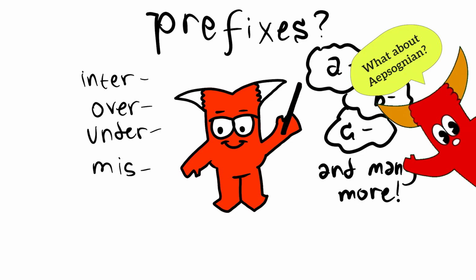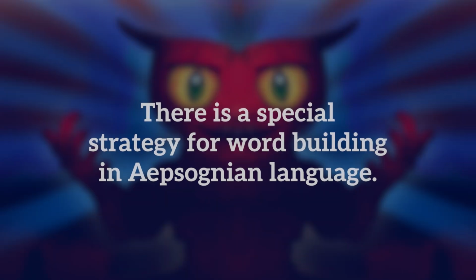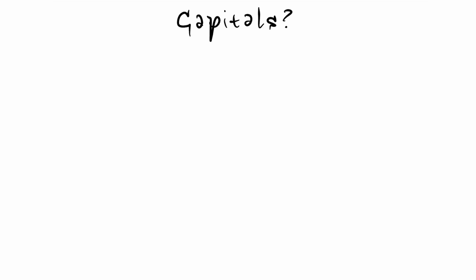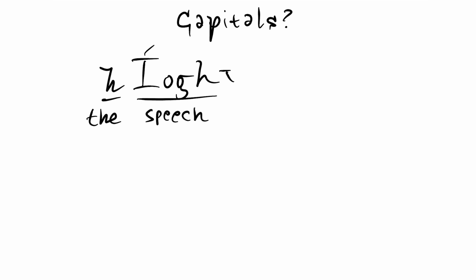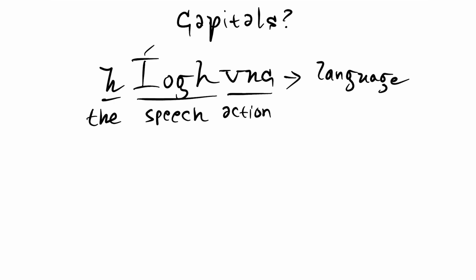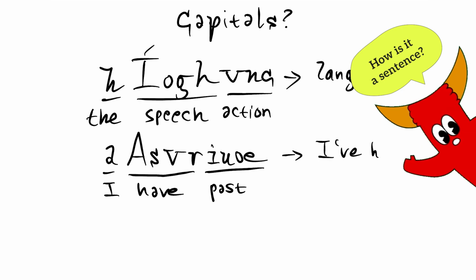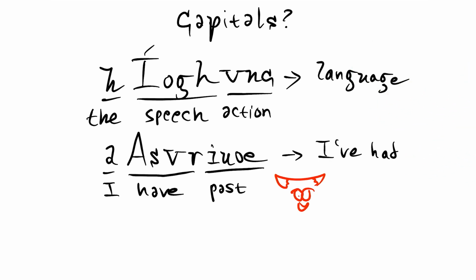What about Absognian? Well, this language has its own strategy when making new words with prefixes. For example, the word hayo means speech. Adding the suffix uns means language: hayoguns. The word as vrivo is a sentence, meaning I have had. How is it a sentence? Well, there are some problems when it comes to making sentences.